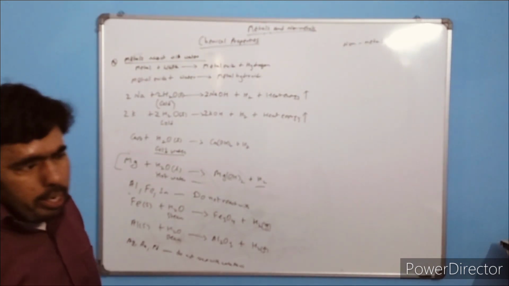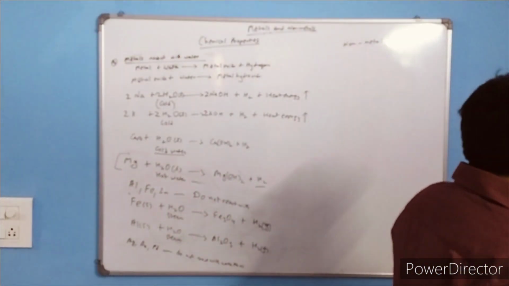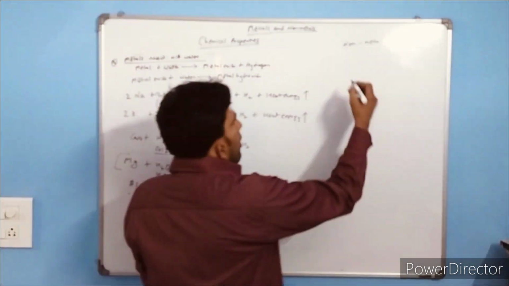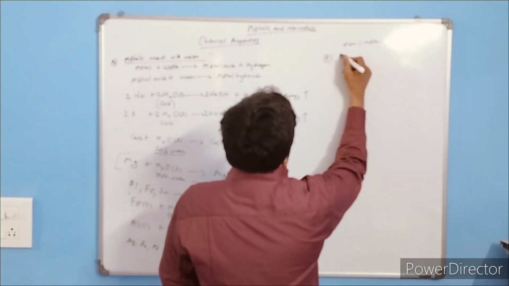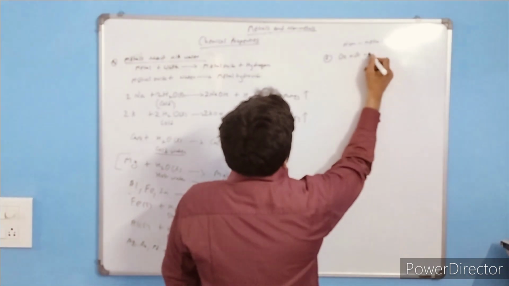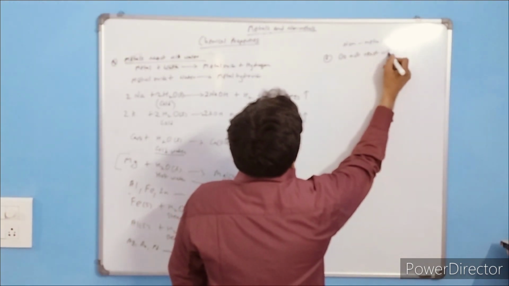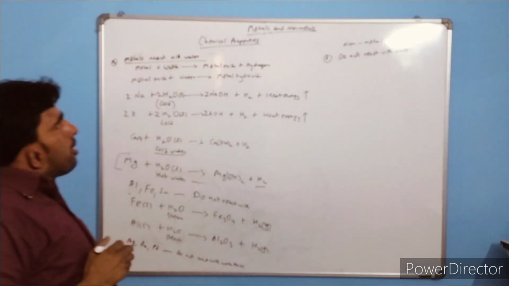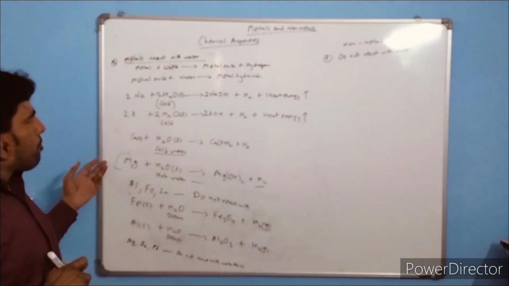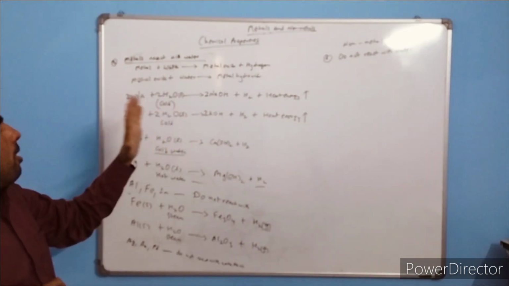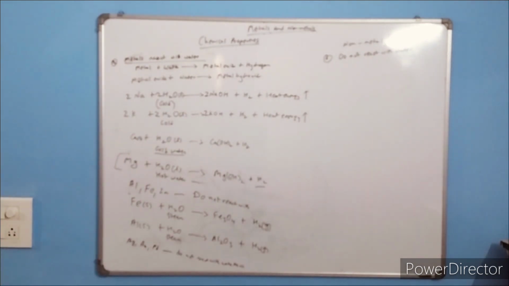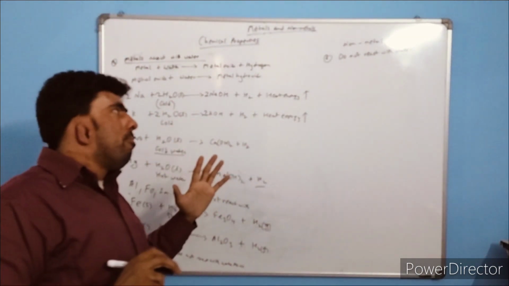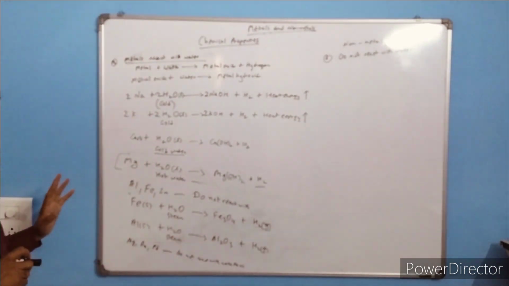Now, if I talk about non-metals, what happens? Non-metals do not react with water at all. So the difference in the second chemical property is that metals react with water but non-metals do not react with water. I hope it's clear now.